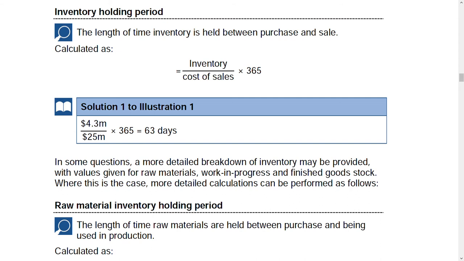Inventory holding period: how much inventory you are holding. It is the length of time inventory is held between purchase and sale. It is calculated as inventory divided by cost of sales, multiplied by 365. For inventory, it is the closing inventory that they take. Inventory, if you have to get it, you will get from your balance sheet. What is the inventory? Inventory is 1000. Why 365? Because when you have to calculate the number of days, you multiply by 365. Okay, so let us find the inventory.